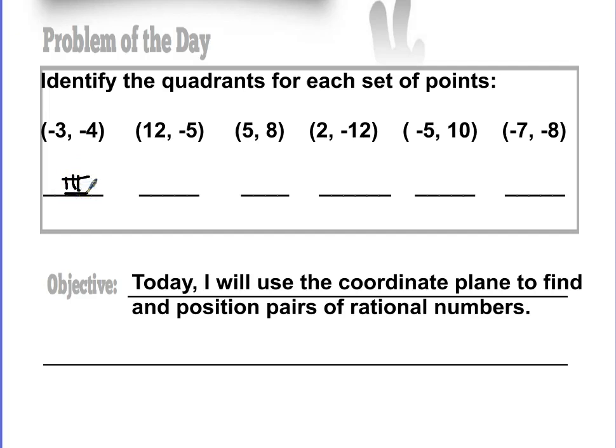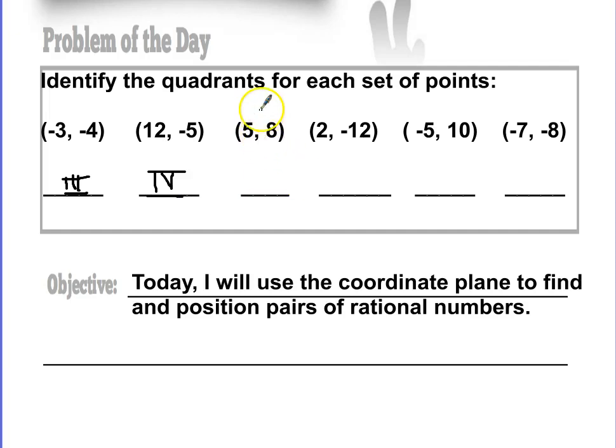So there's quadrant III. I have (12, -5). This is x, this is y. When my x is positive and my y is negative, I know I'm to the right on the number line, the horizontal number line, and I am going below 0. So that's going to put me in quadrant 4. Okay, when x is positive and y is negative, that's quadrant 4.